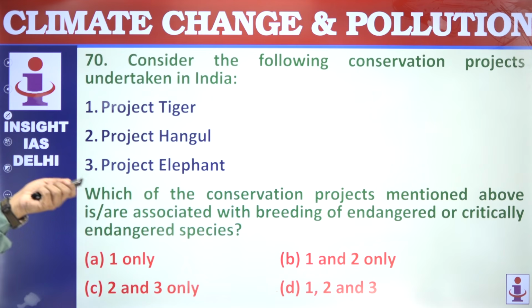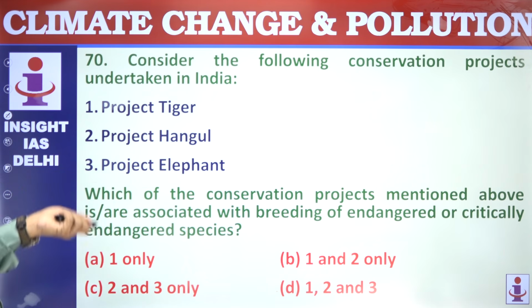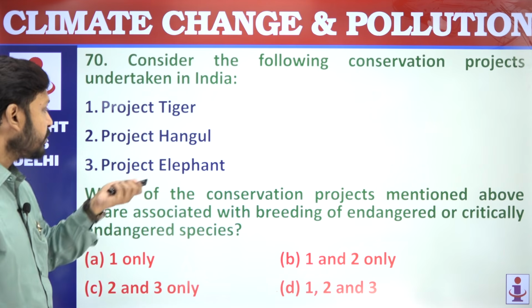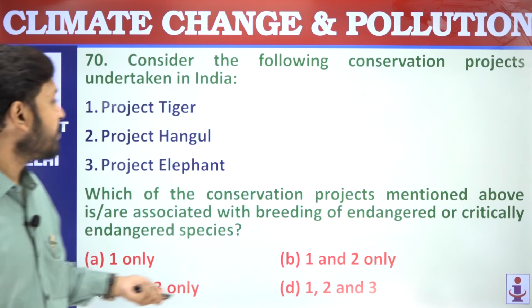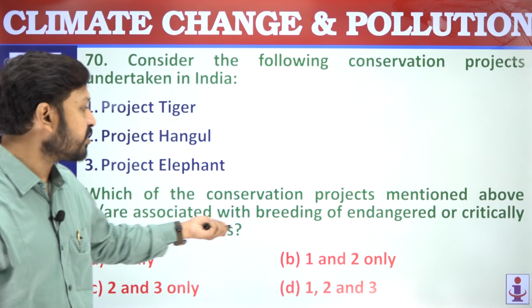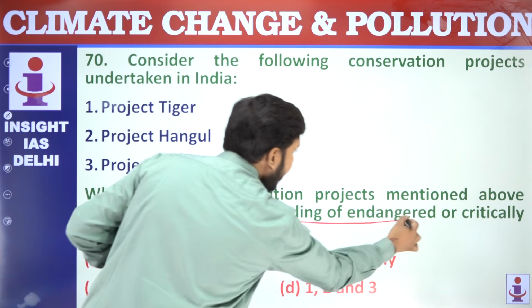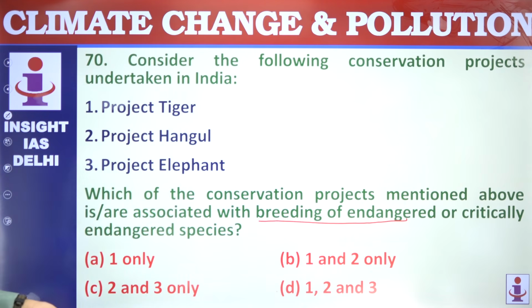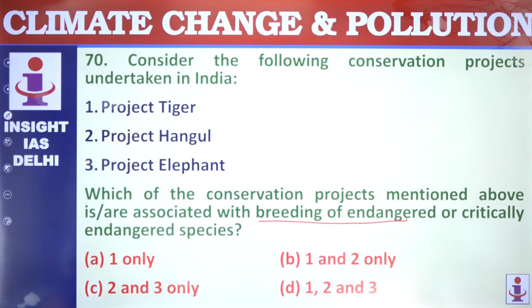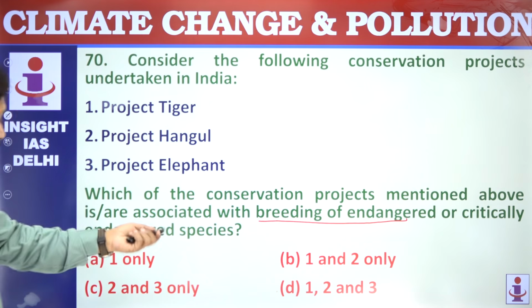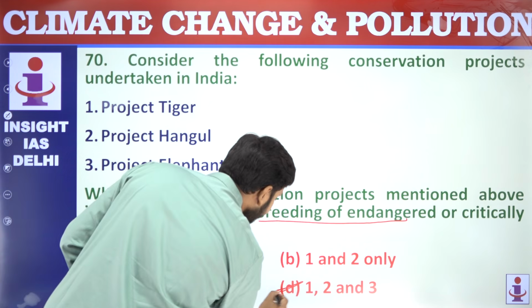So consider the following conservation projects undertaken in India: Project Tiger, Project Hangul, and Project Elephant. Let's read what they have given. Which of the conservation projects mentioned above are associated with breeding of endangered or critically endangered species? All these three projects have breeding as a major part. So all these three are correct, and option D is the correct answer.